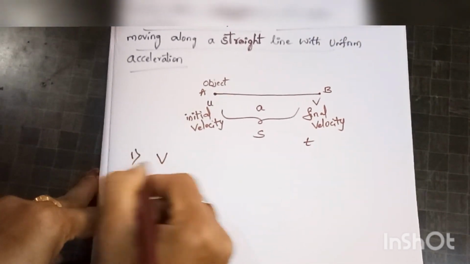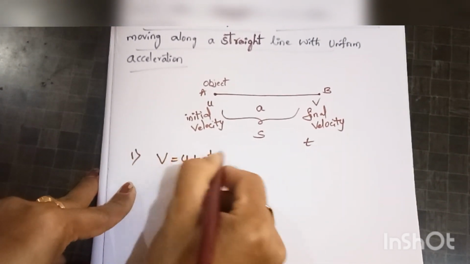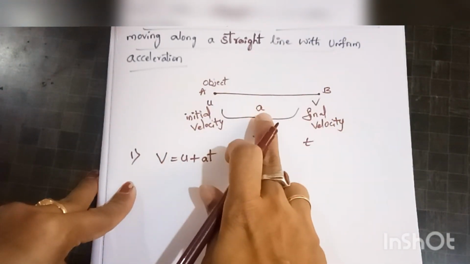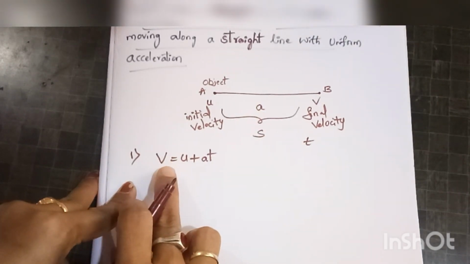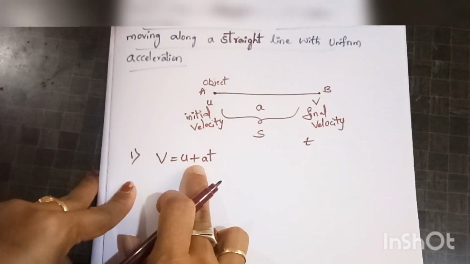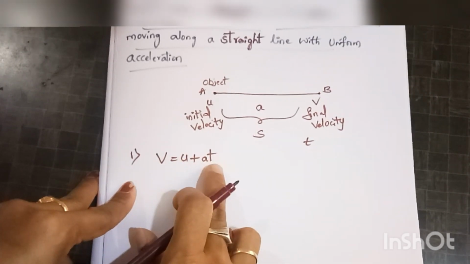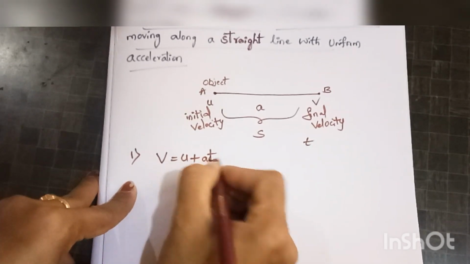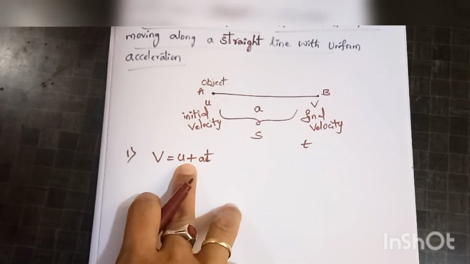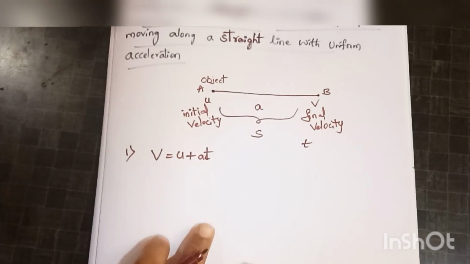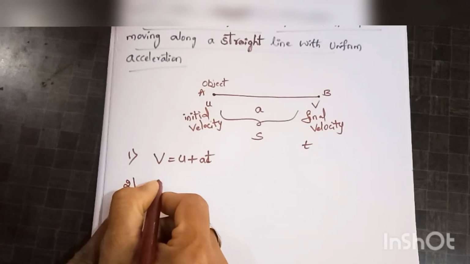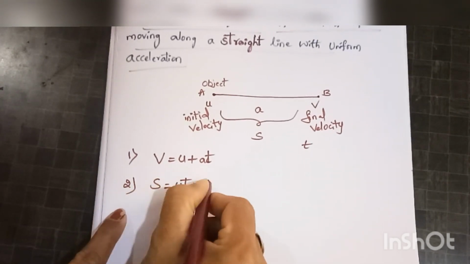The first equation is v equals u plus at. This is the first kinematic equation when an object is moving in a straight line with uniform acceleration. The final velocity v is equal to the initial velocity plus the product of acceleration and time t. We do not need to derive this equation, just remember the equations based on this concept. The first equation is v equals u plus at and the second equation is s equals ut plus half at square.